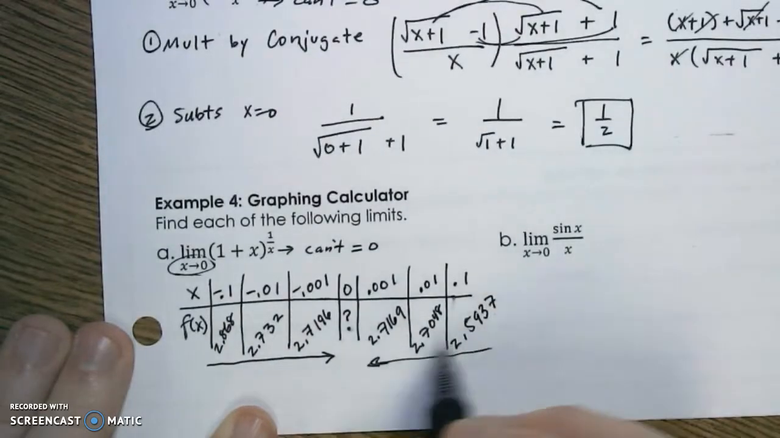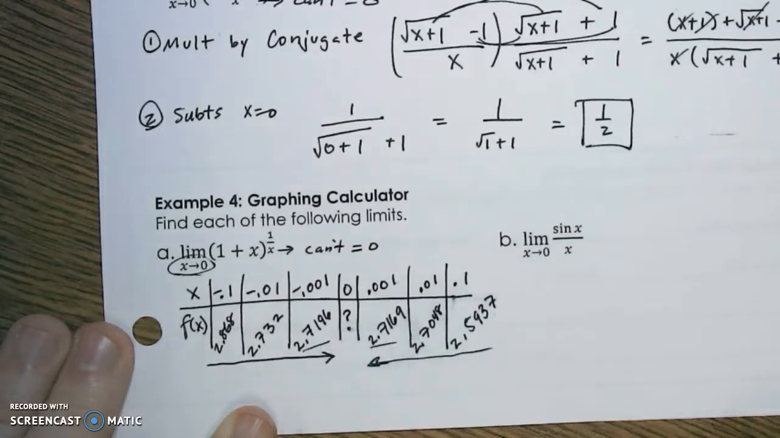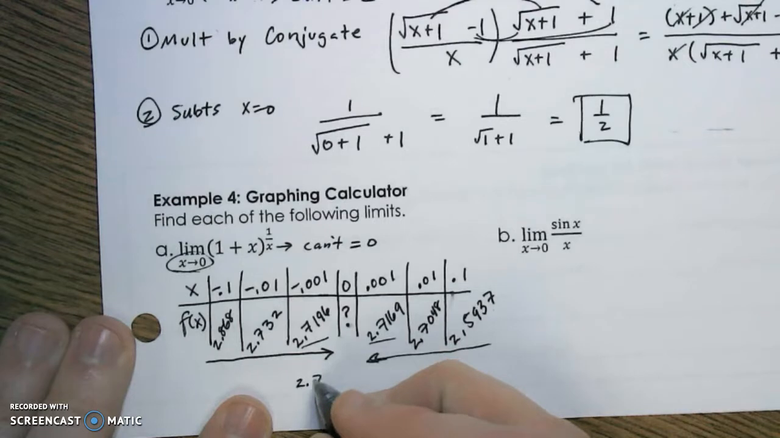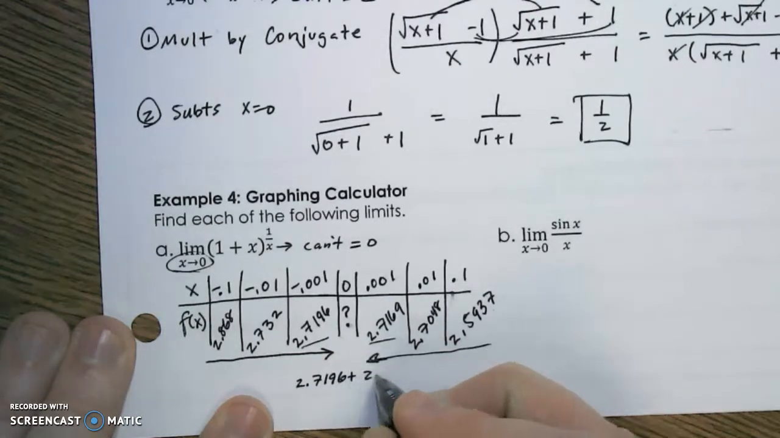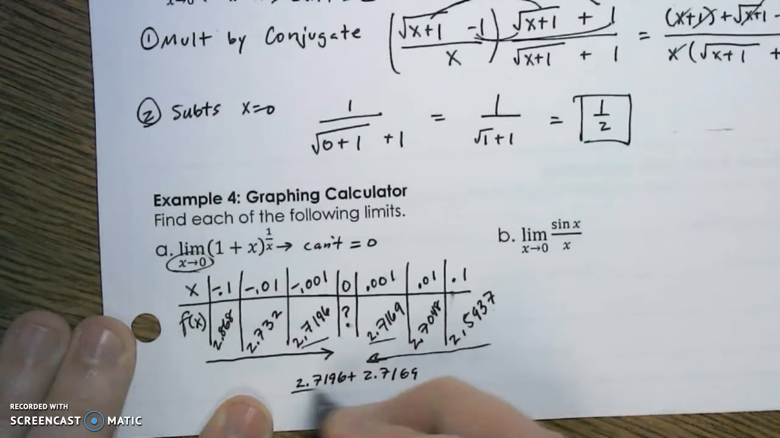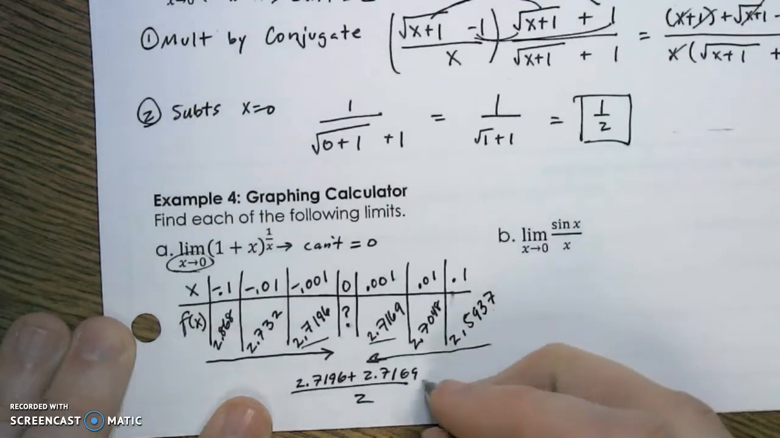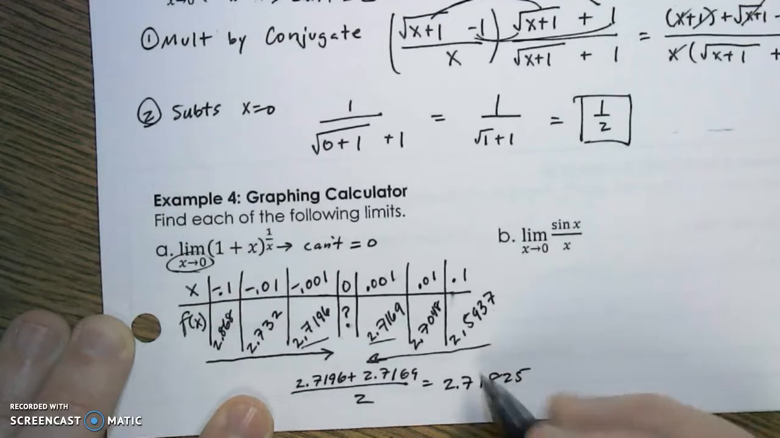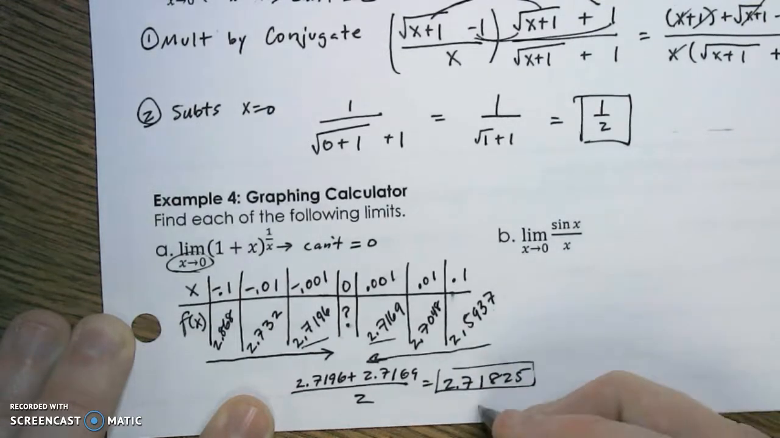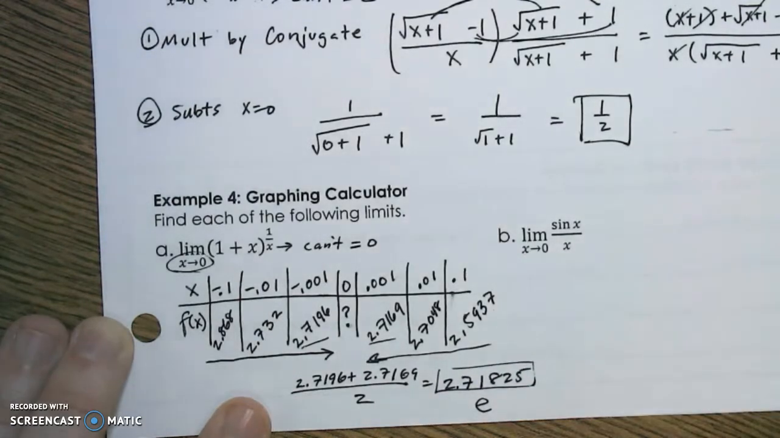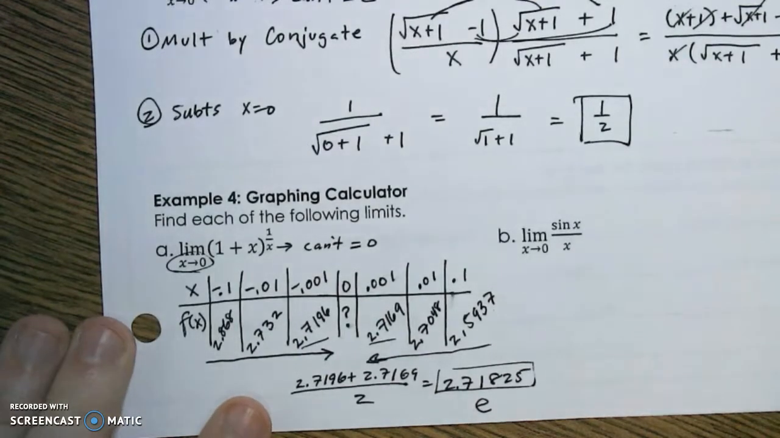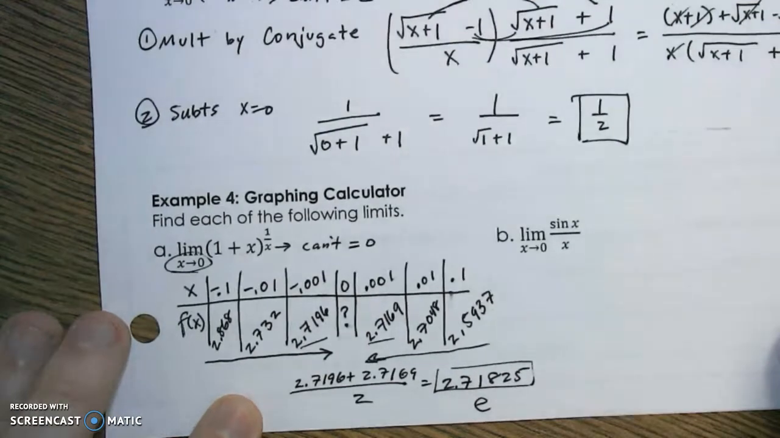If you want an even better estimate, you can take your two numbers that you ended with and find the average value. So you could take these and find their average, add them and divide by 2, and I'm getting 2.71825. Which is unique because that is the number e. That is the Euler number. This is the equation for the Euler number, which is, I think, a cool problem.